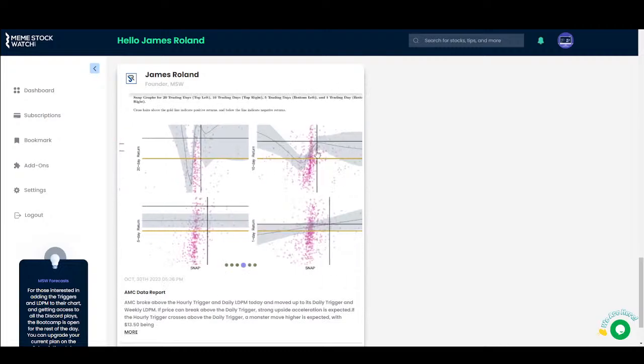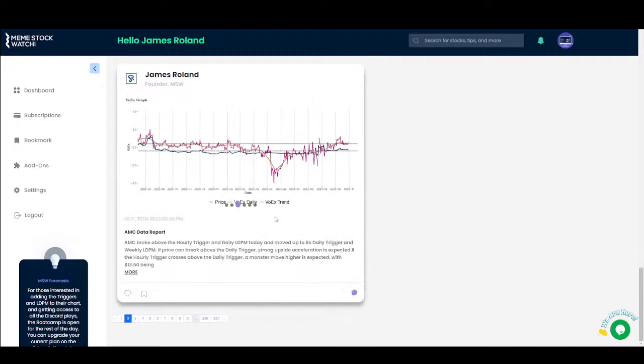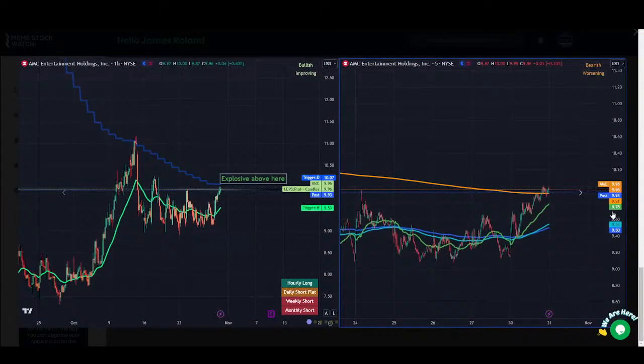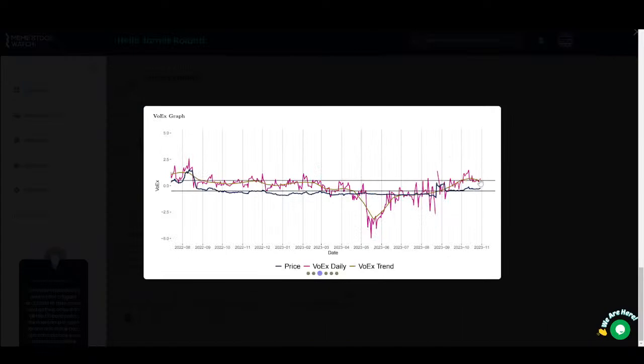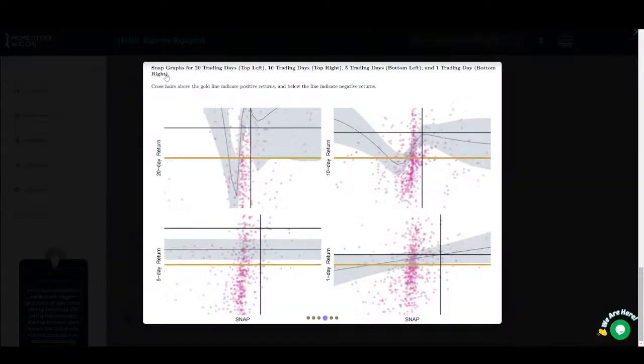so we had VOX in the inhibition zone, which we know is bullish. So right here, VOX is in the inhibition zone. And then you can also see that the snap graphs predict future price action. So crosshairs above the gold line indicate positive returns. Below the line indicates negative returns. You could see the crosshairs above the gold line on the 1, 5, 10, 20 day.